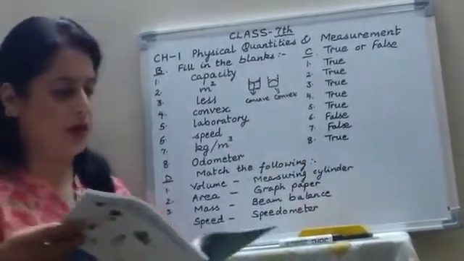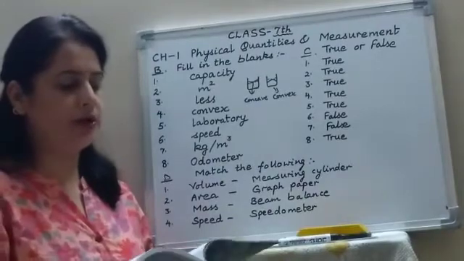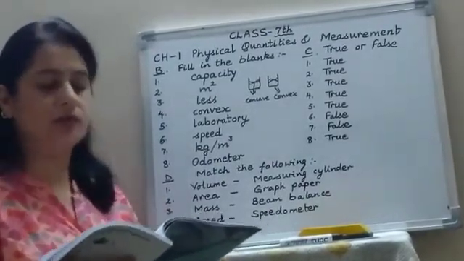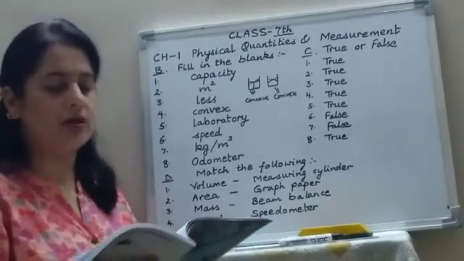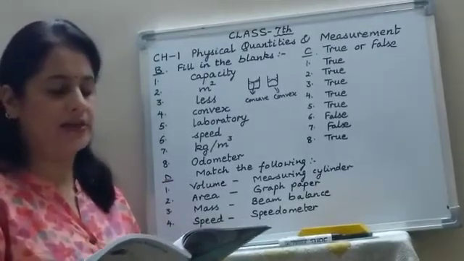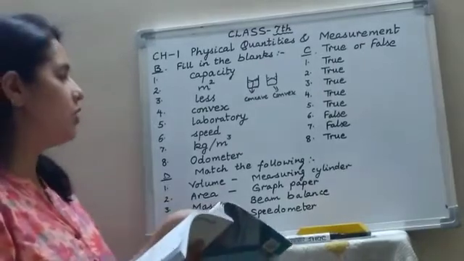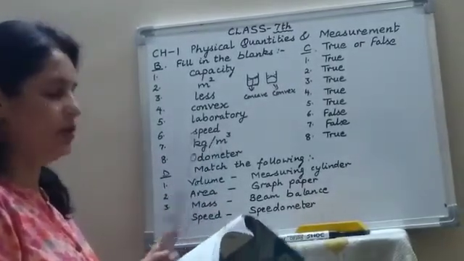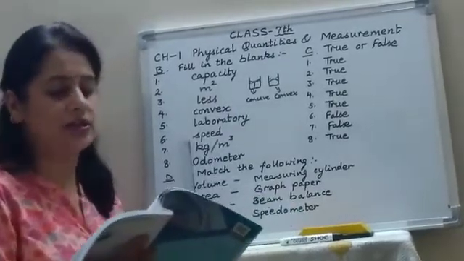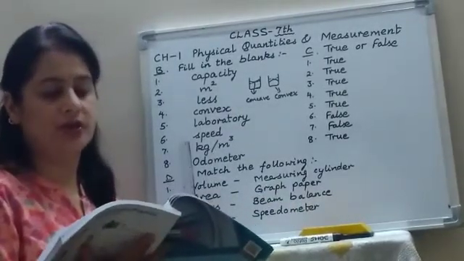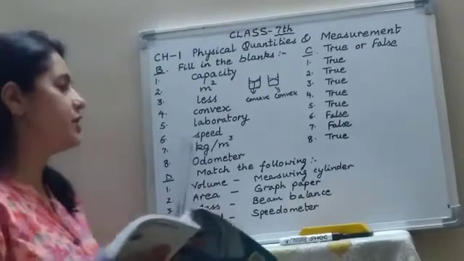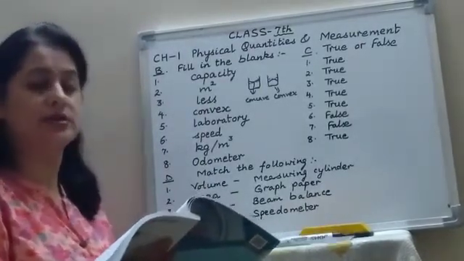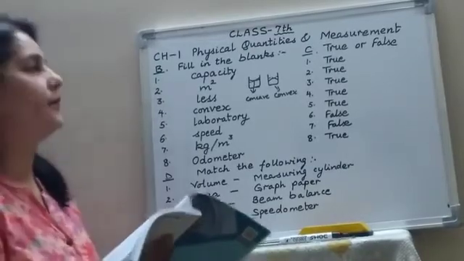Now, fifth part, burette is used in laboratory. Speedometer is used to measure speed of the vehicles. The SI unit of density is kilogram per cubic meter. This is the SI unit. And dash is an instrument used to measure the distance travelled by a vehicle. The answer is odometer. We use odometer to measure the distance travelled by a vehicle.